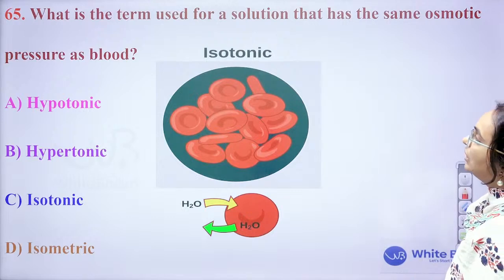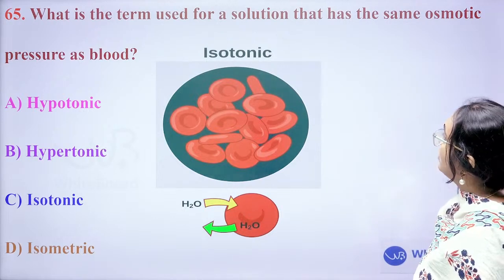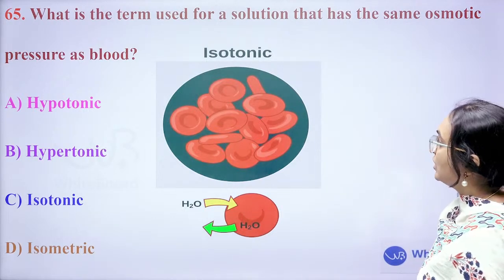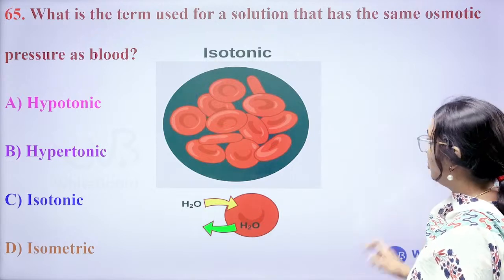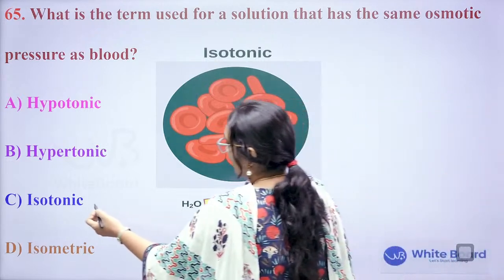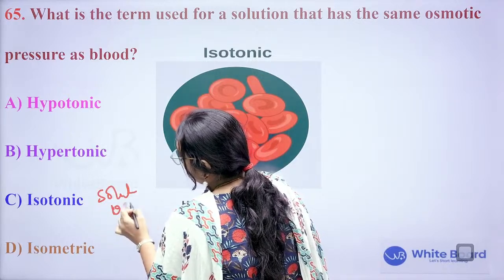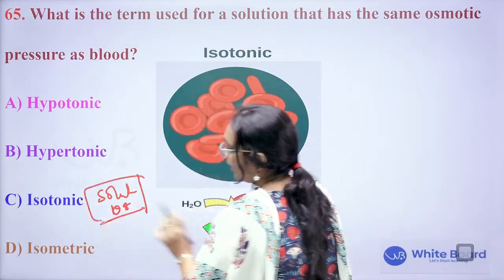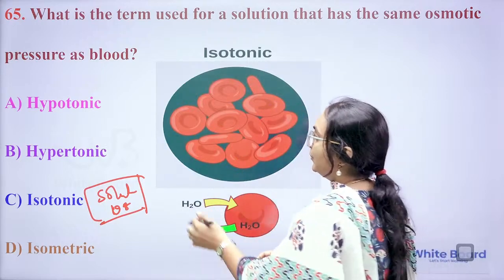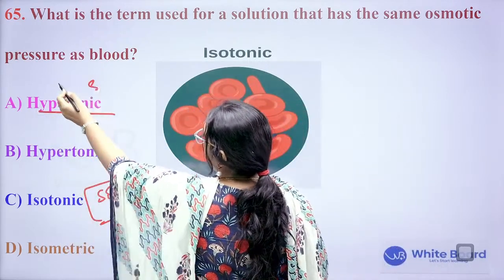Aluminum containers, airtight. What is the term used for a solution that has the same osmotic pressure as blood? Isotonic solutions have the same solute concentration and water osmotic pressure. There is no net movement, whereas in hypotonic solutions, the cell will swell.